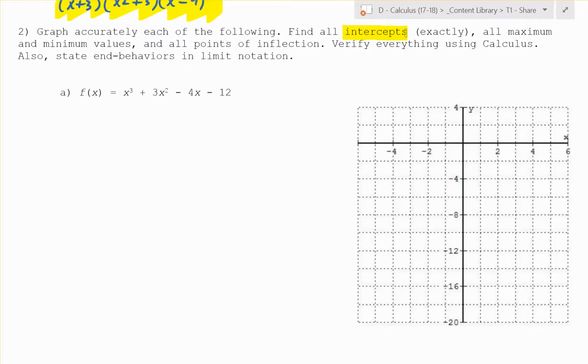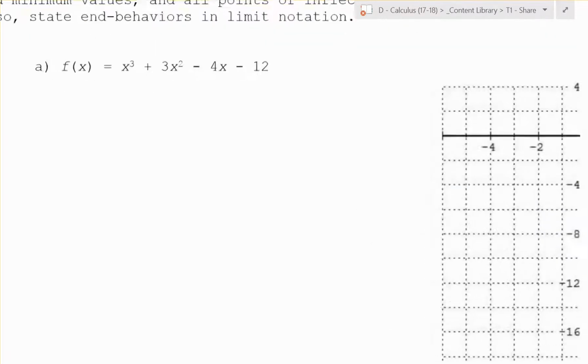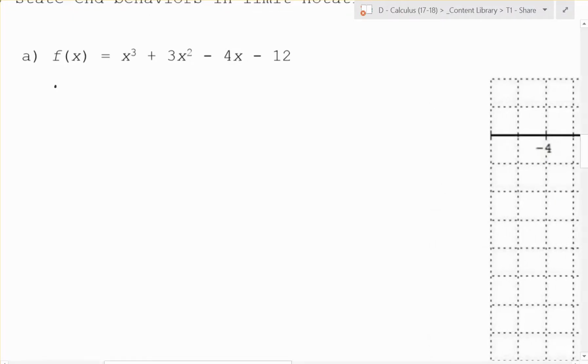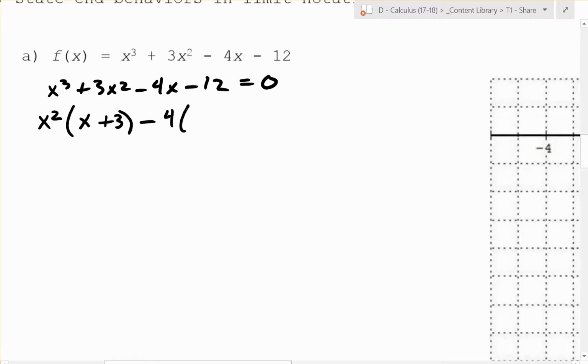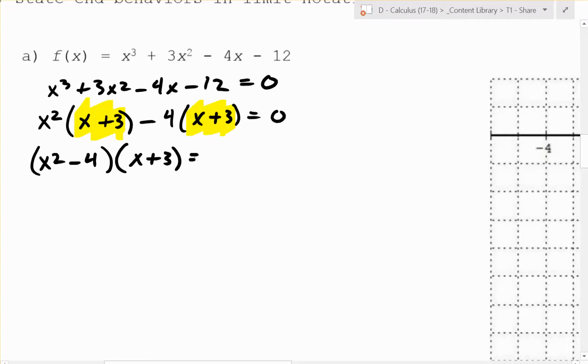Intercepts are where it crosses the x-axis. So that's when the original function is equal to 0. So we take the original function, x cubed plus 3x squared minus 4x minus 12, and we set it equal to 0. We are finding the intercepts. We have a cubic, and we aren't given any factors, so let's try grouping. We can factor out an x squared and get x plus 3. We can factor out a negative 4 here and get x plus 3, and that equals 0. That's our goal because now we have x plus 3 in both cases. So now we can factor this into x squared minus 4 times x plus 3 equals 0.